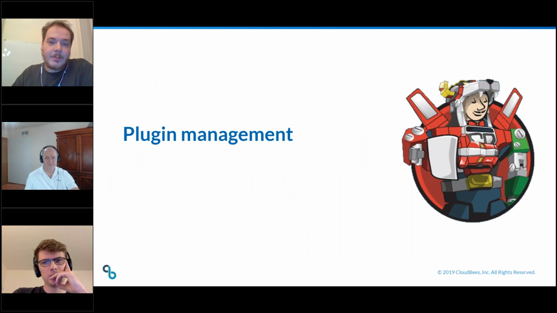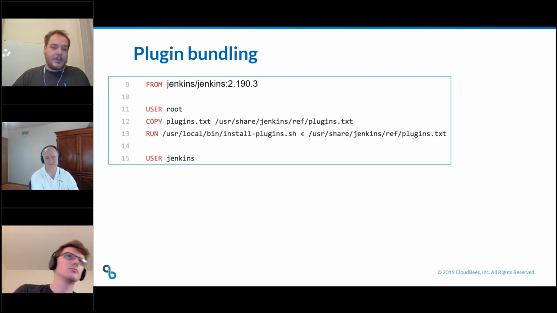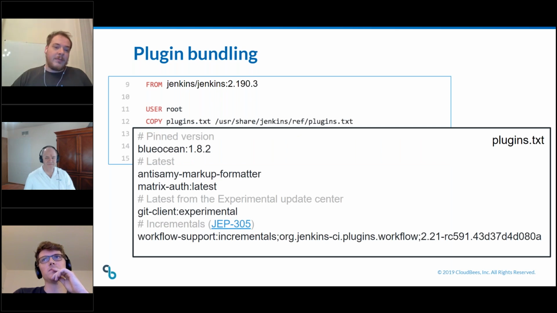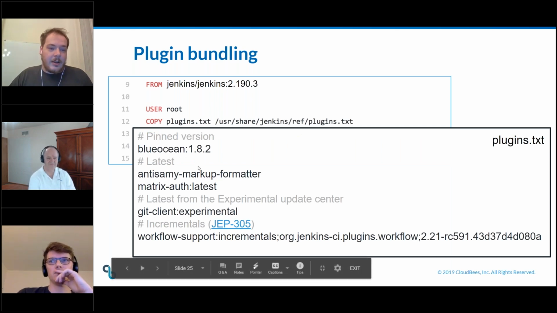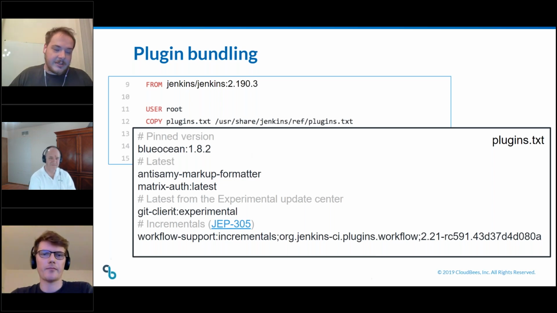Then you need to do plugin management. For plugin management, we have a tool called install-plugins.sh. Actually, it's a script which allows you to specify a list of plugins you would like to install, and then this tool will do it for you. So you can have a format like that, where you can say that you want particular versions, like Blue Ocean here. You can require the latest version, and you can require versions, for example, from experimental update centers. So here I use Git client as an example, because Git client was in experimental for something like 2 years. Maybe Mark could comment on that.